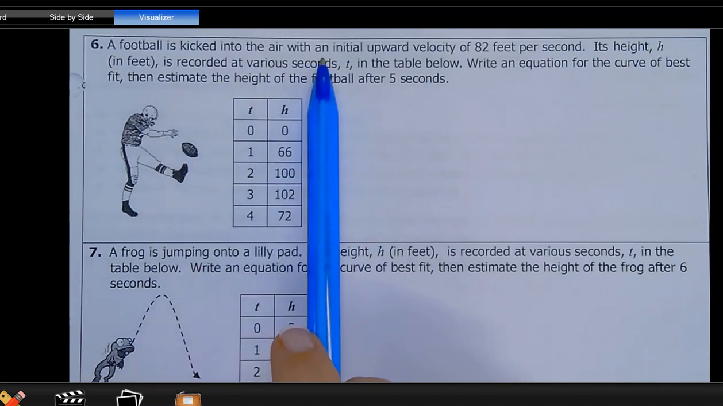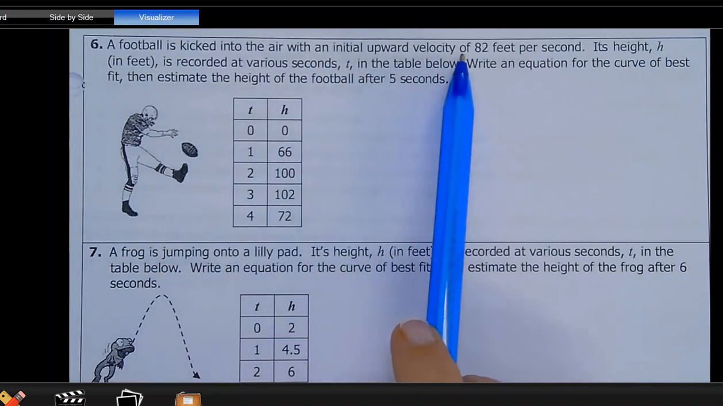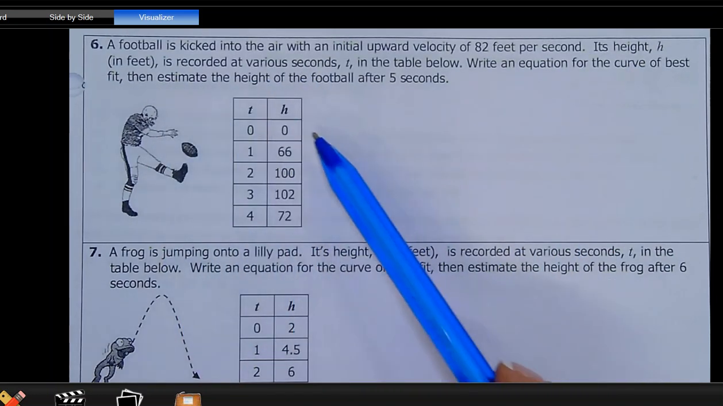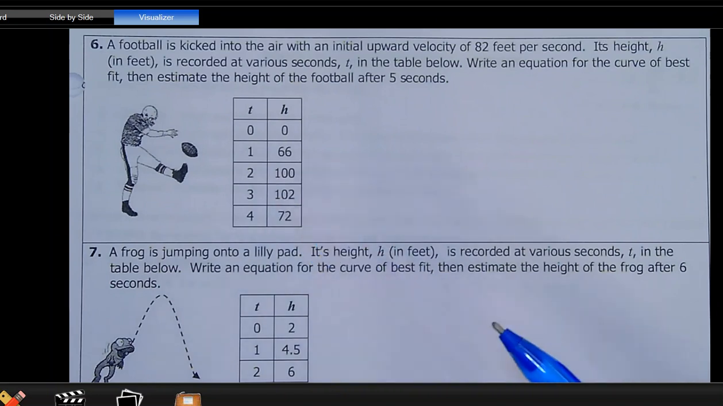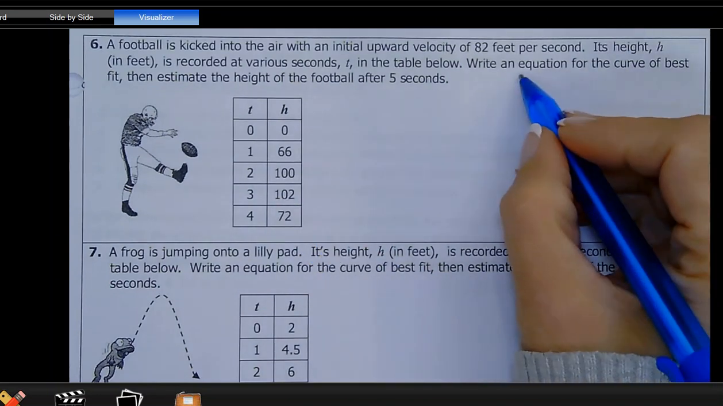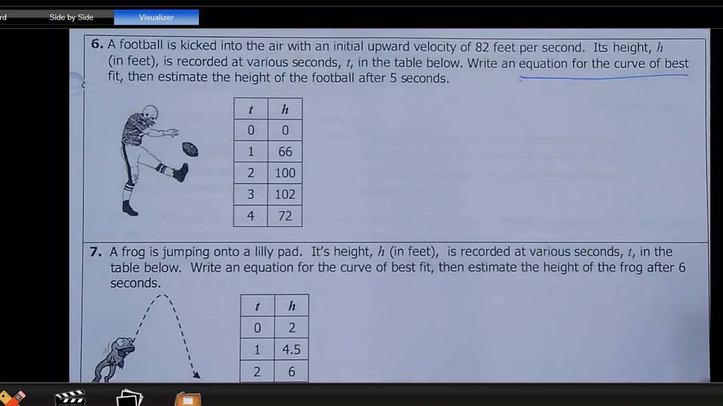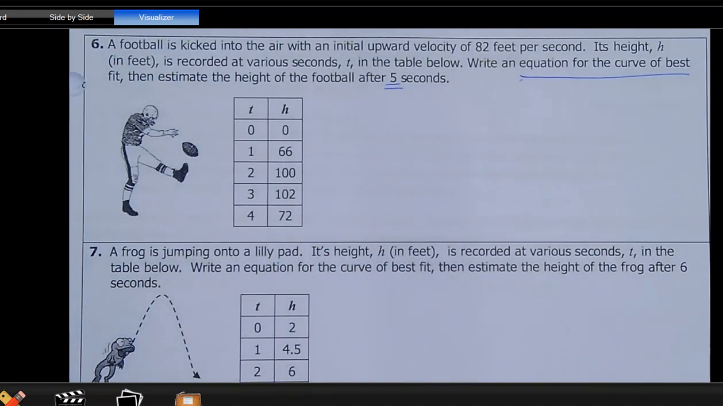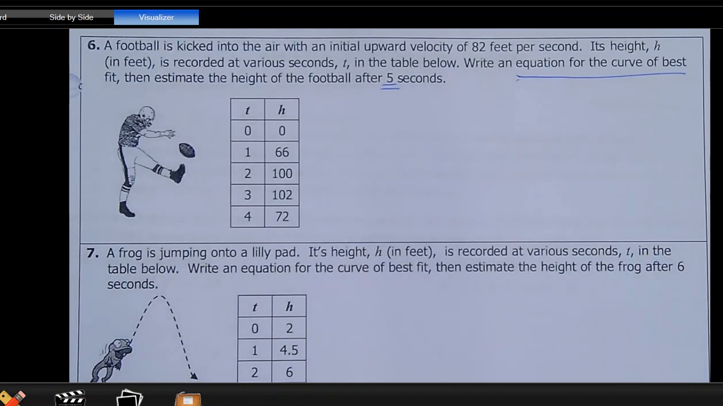We have a football is kicked into the air with an initial upward velocity of 82 feet per second. Its height in feet is recorded at various times in seconds in the table. So we want to write an equation for the curve of best fit. Then estimate the height when we have time equals 5 seconds. Okay, so I'm probably just going to do this first problem because your key actually gives you information on the answers for the rest. I'm going to go ahead and do this first problem though.